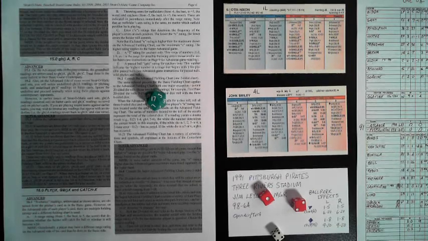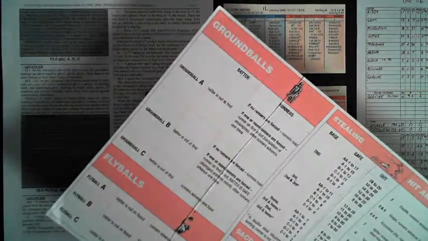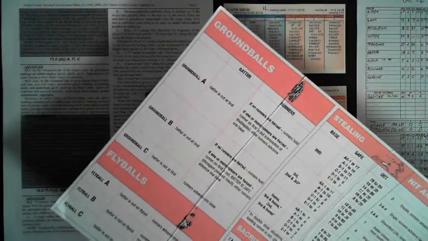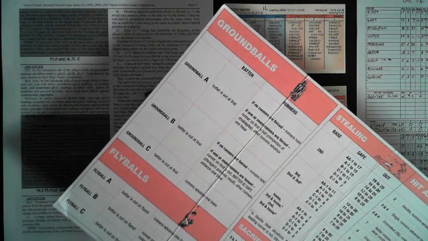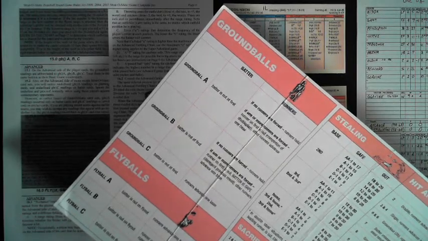Treat these in the same fashion as the basic game counterparts, which means ground ball A, B, or C does not change. You use those results, you already know them by heart. That's what you do for ground ball A, B, or C, no matter what.